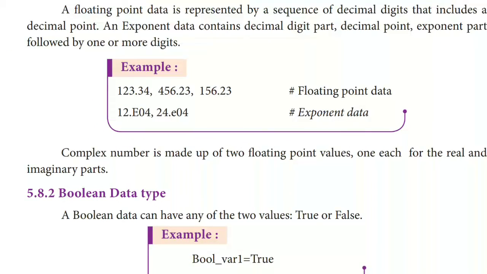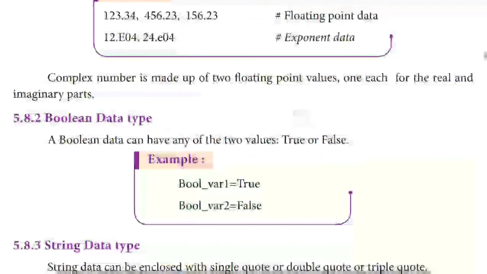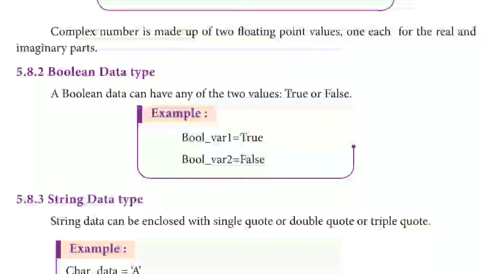Next is complex number. Complex number is used to denote the complex data type. A complex number has two things, a real part and an imaginary part: a plus ib. Here a is the real part and i denotes the imaginary part. This can also be used in Python, and we'll see that in the upcoming chapter. Next is Boolean data type. Boolean data type can have only two values, either true or false.